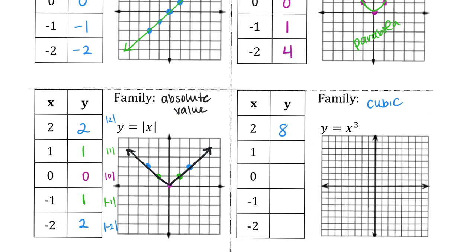Okay, 1 to the third. 1 times 1 is 1. 0 cubed is 0. Now be careful here. Negative 1 to the third is negative 1 times negative 1, which is positive 1. But then when I times it by negative 1 again, it goes back to negative 1.